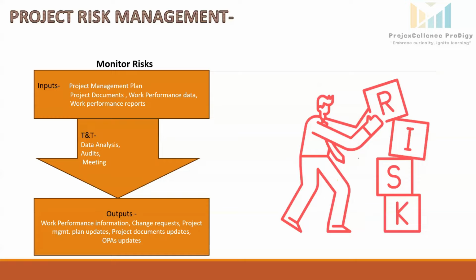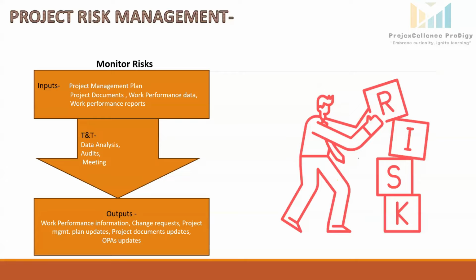Audits. Risk audits assess the effectiveness of the risk management process, typically held at defined intervals as per the risk management plan. Meetings. Regular risk reviews to assess the effectiveness of risk responses, identify new risks, and document the lessons learned for the future phases of project. Outputs. Work performance information. It shows how the risk management process is performing by comparing actual risk with expected outcomes, which indicate the effectiveness of response plans.